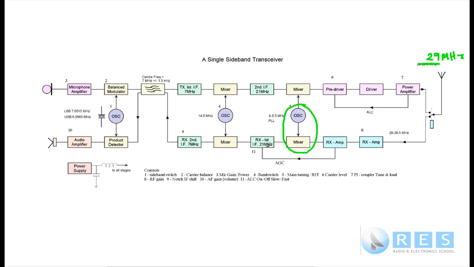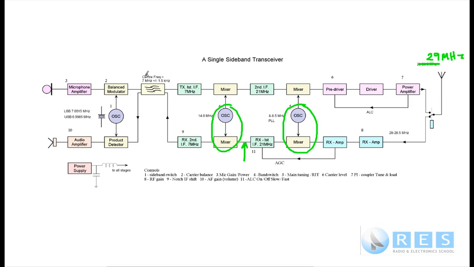So we're not going to have any image problems with a 21 megahertz first IF. Then coming out of the first IF, we have a single sideband signal on 21 megahertz. Then we use a frequency changer again, another frequency changer, to convert our 21 megahertz SSB signal to a 7 megahertz SSB signal. The difference between 14 and 21 is 7 megahertz, and so on.